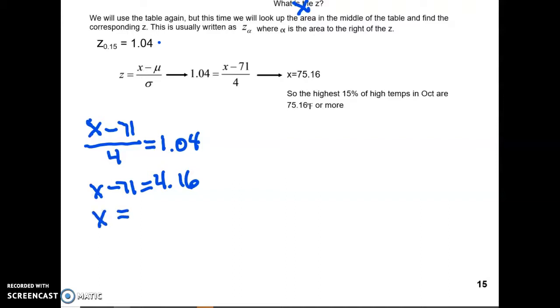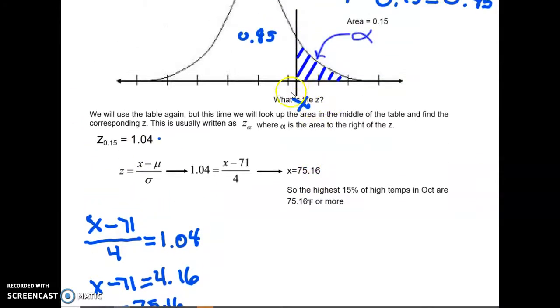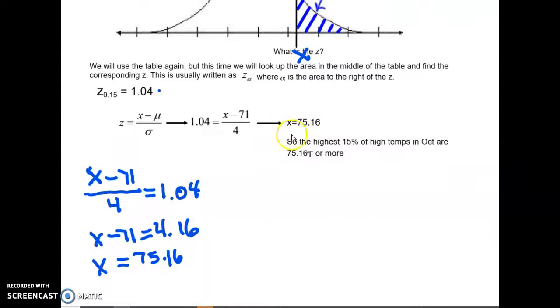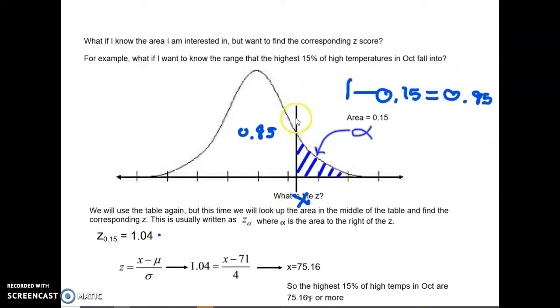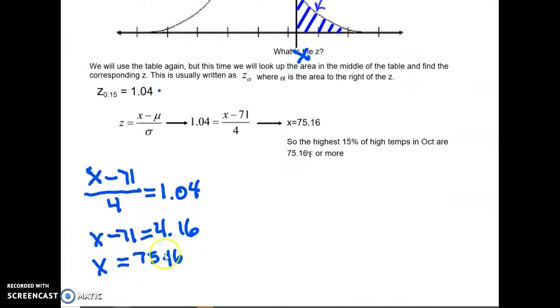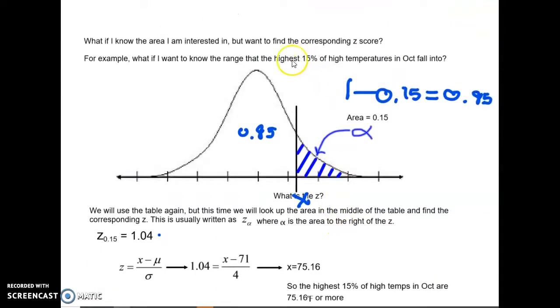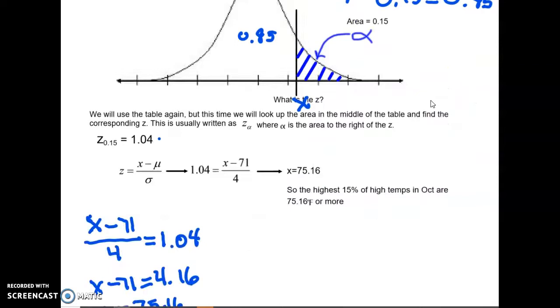Adding 71 to 4.16 gives me 75.16, which would be the score, or the temperature in this case. That 75.16 is the temperature that would be the lowest bound for the top 15%. So anything that was 75.16 degrees or more would be considered the top 15% of temperatures in Bowling Green in October for this same problem. Again, these are from your notes.